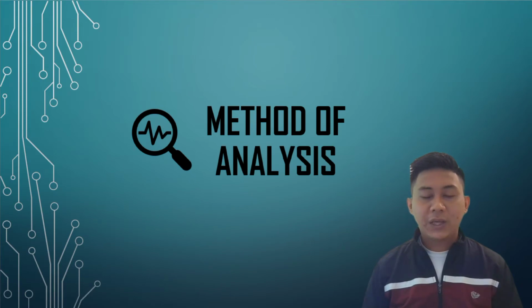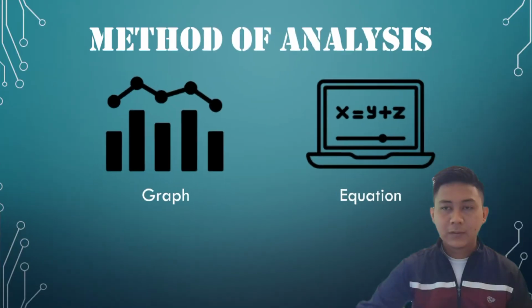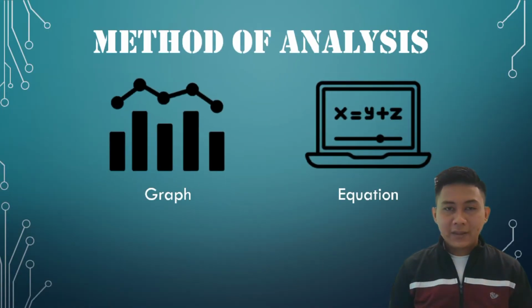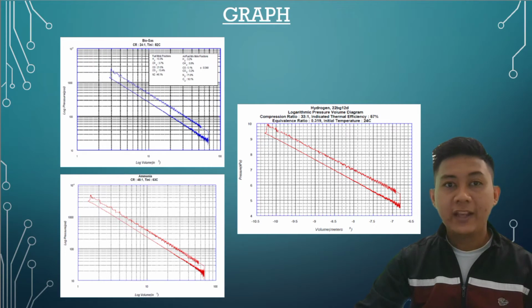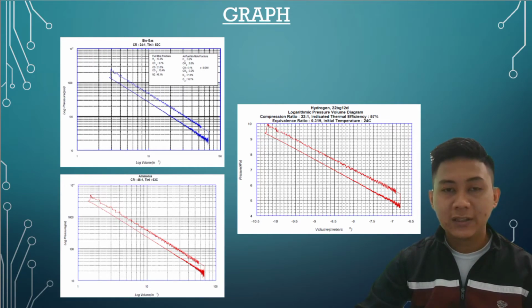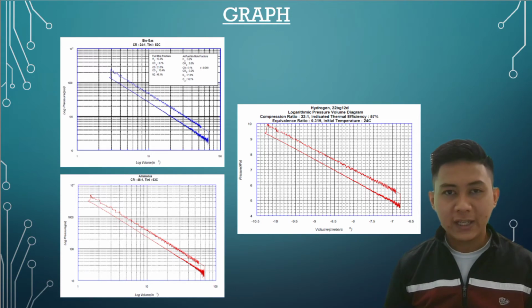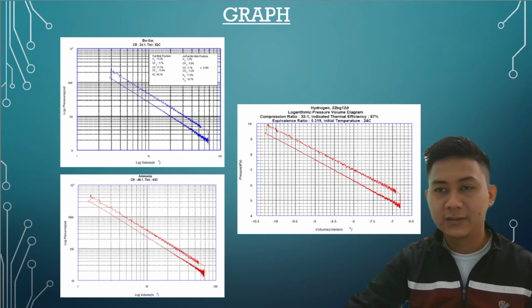Assalamualaikum warahmatullahi wabarakatuh. My name is Zarif bin Ismail and I will continue this presentation with the method of analysis for the internal combustion engine. In method of analysis, we use graph and equation. The graph has been sketched using the data from the experiment with three different types of gases, which are biogas, ammonia, and hydrogen.